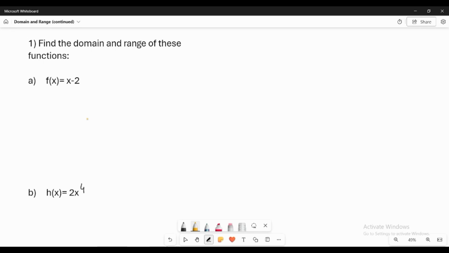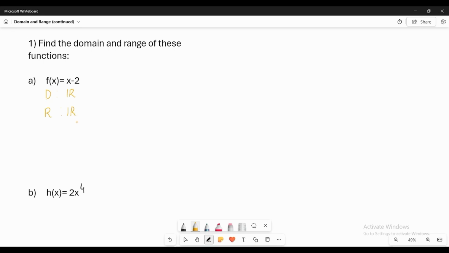Find the domain and range of these functions. So here the first function is f of x equals x minus 2. We know that domain means the set of all the possible input values. Here you can see that we can put any real number in place of x. We can put a positive number, a negative number, a fraction, a decimal. That means here the domain is going to be the set of all the real numbers. Now if we see the range, then that is also going to be the set of all the real numbers.